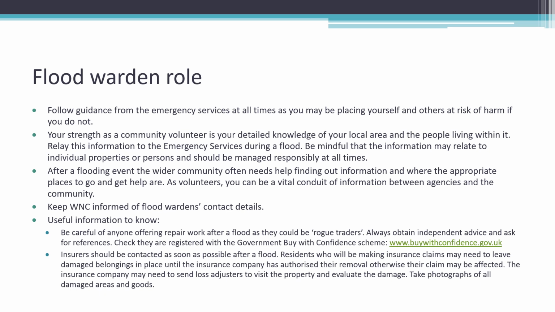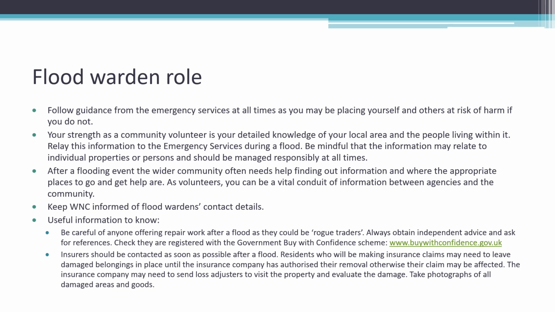Some useful information to know and inform community members about during flood recovery. Firstly, to be careful of anyone offering repair work. Always obtain independent advice and ask for references. You can also check that they are registered with the government by visiting the link attached.